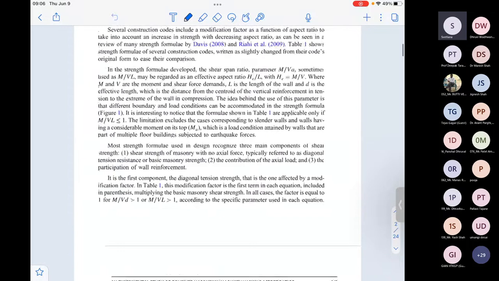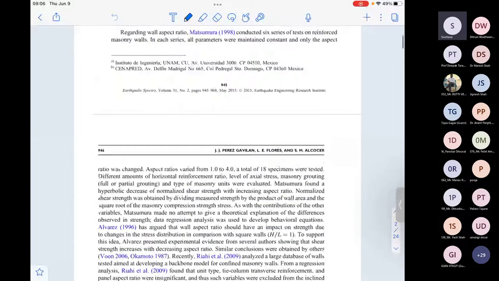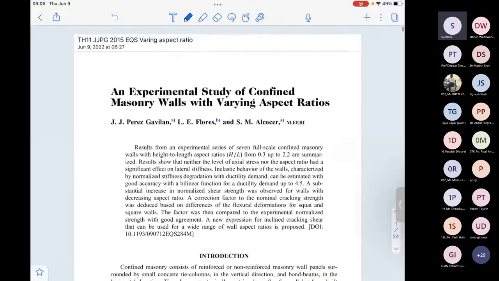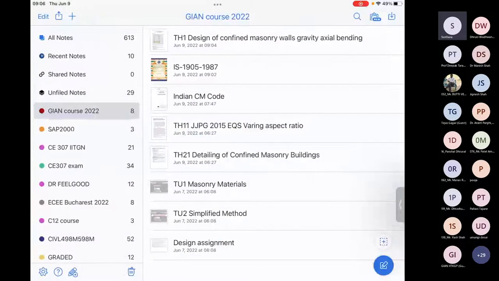I shared with you, for example, yesterday, five different papers related to modeling. This is all very important reference. For Juan Jose's papers, he has more papers, but I chose this one for this particular topic. Okay, so now the second lecture for today is about detailing and construction of confined masonry buildings.